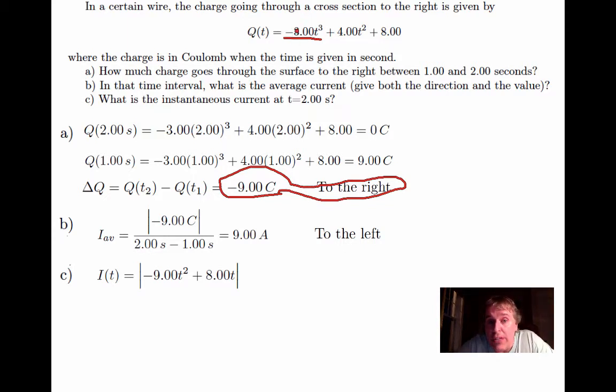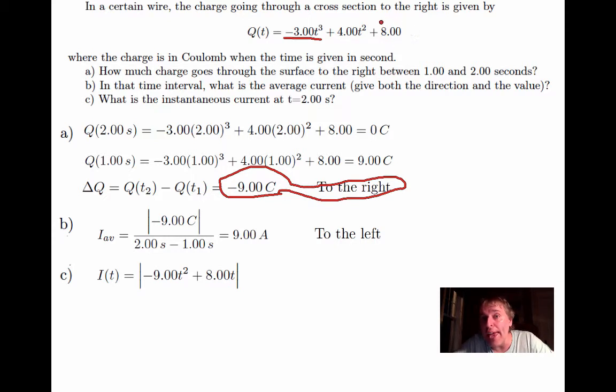So you differentiate that with respect to time. Remember the derivative of t cubed is 3t squared. So minus 3t cubed, differentiate that, you get minus 3 times 3t squared, so you get minus 9t squared. Derivative of 4t squared: the derivative of t squared is 2t, so the derivative of 4t squared is plus 8t. So we get that here.